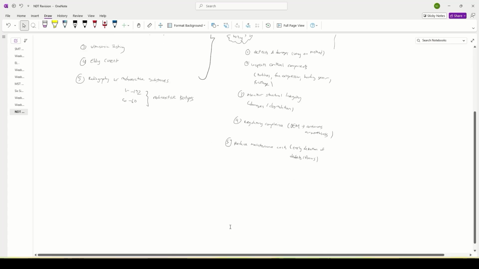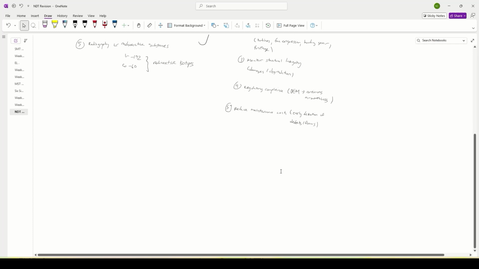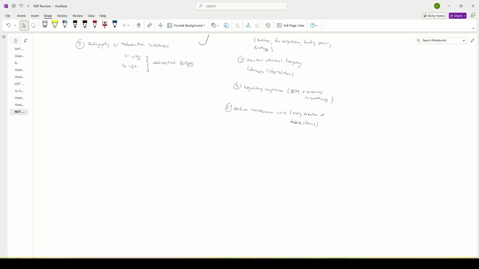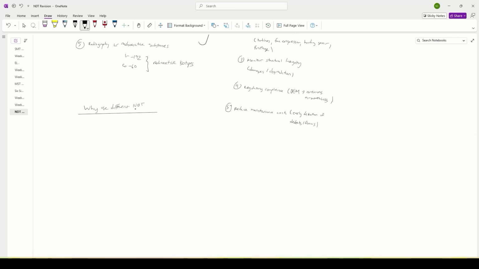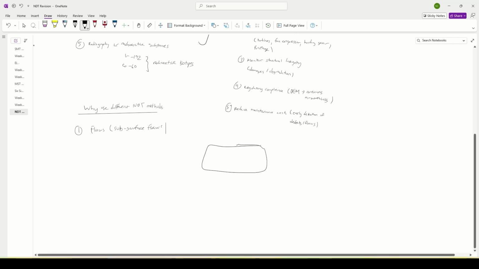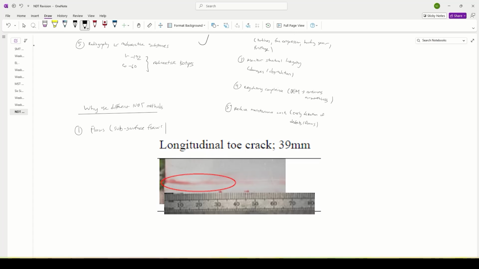And you might ask, why don't you just use one type, like a one-size-fits-all thing? Well, not really. So this is the question that comes in. Why use different NDT methods? So flaws refers to imperfections, like for example cracks and such. Let's take a look at, for example, subsurface flaws that exist underneath the surface of a material. So these are called subsurface. A weld face crack is surface breaking.